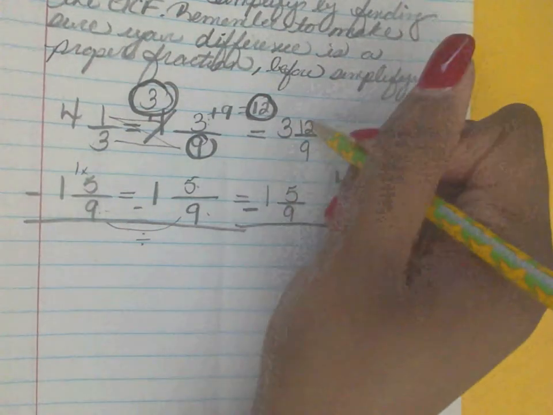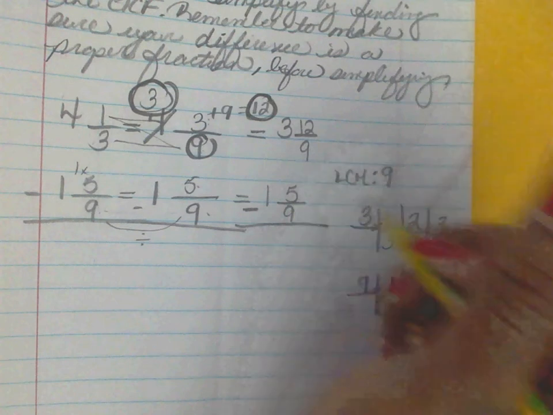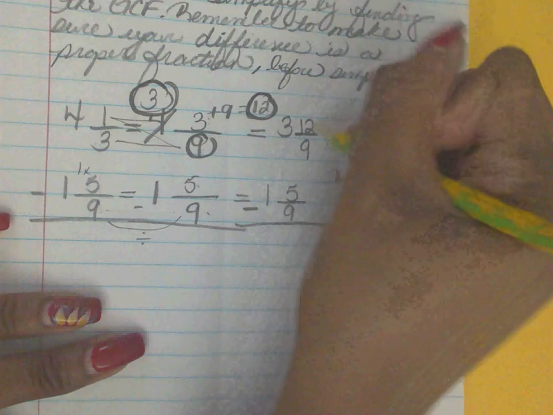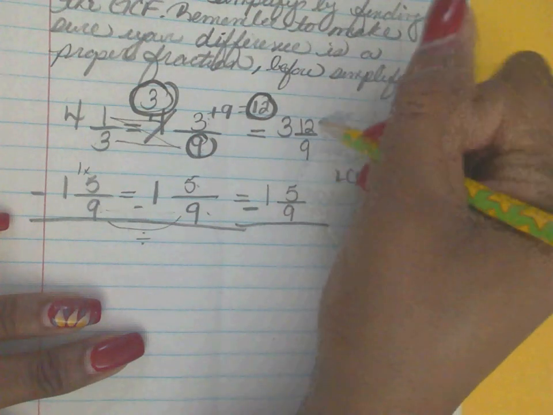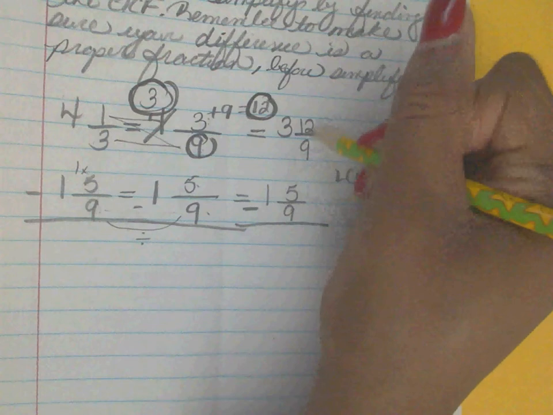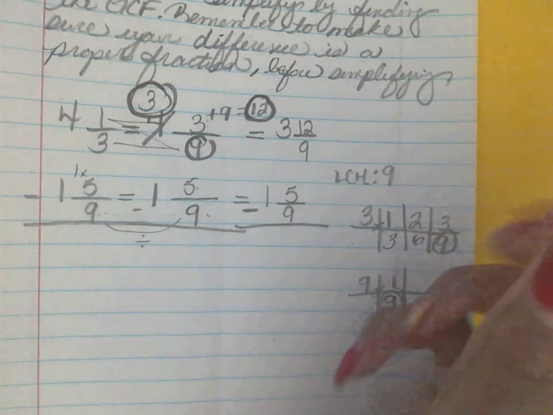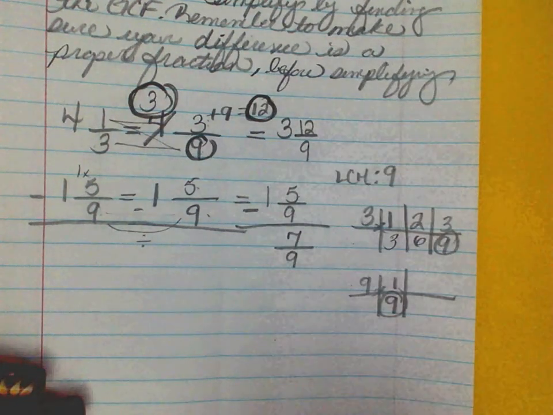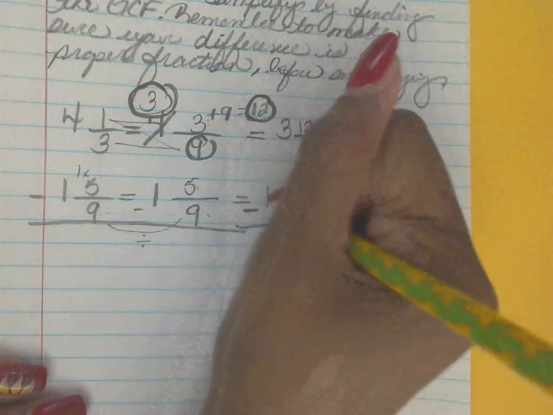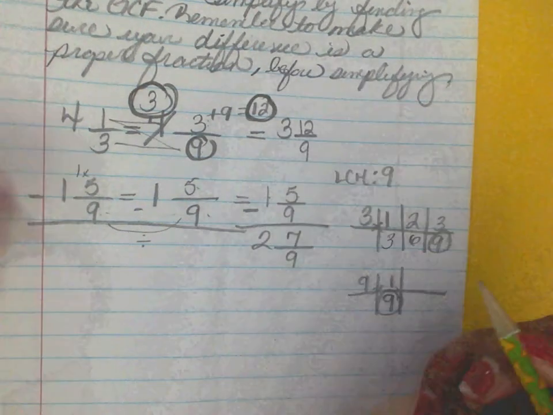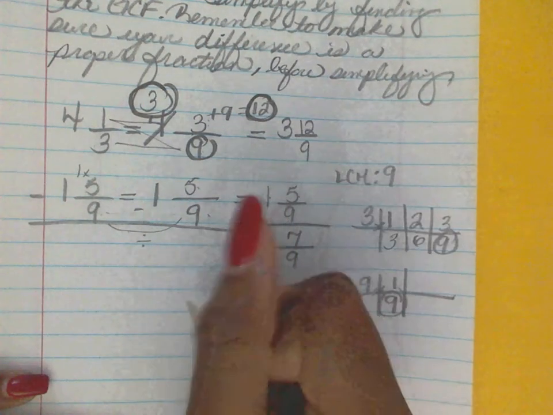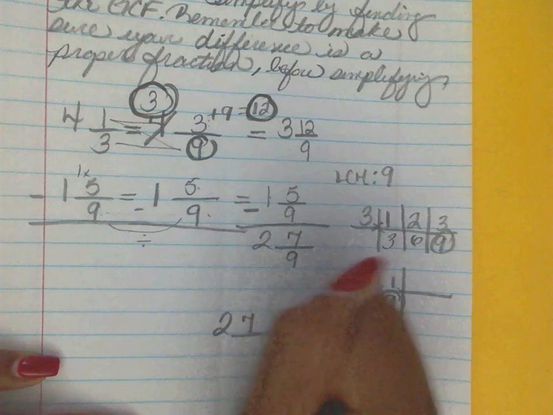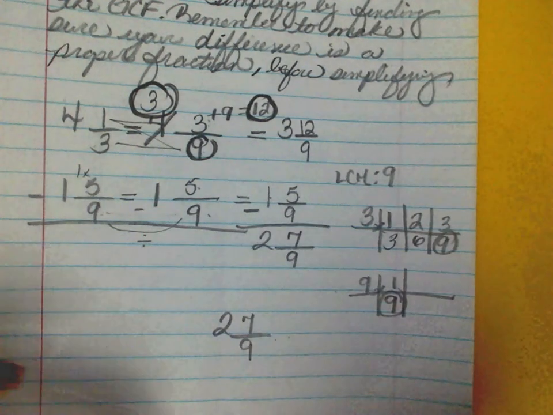Now I'm able to subtract because I have enough to take 5 from. So I take 12 subtract 5 is 7. Now your denominator 9 does not change. Then 3 subtract 1 is 2. And in step 7, we must find a GCF. Please practice simplifying because you need to make sure fractions are in the lowest terms sometimes, because if they ask you to put in lowest terms, you need to know how to do it. So this is 2 and 7 ninths.